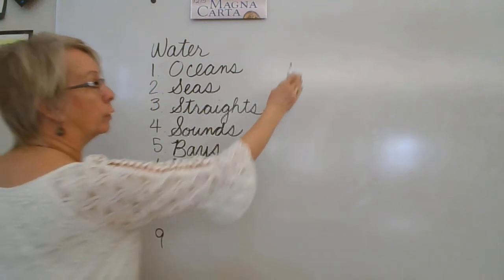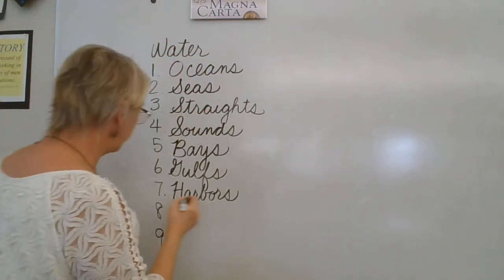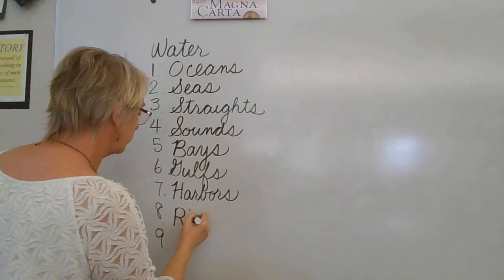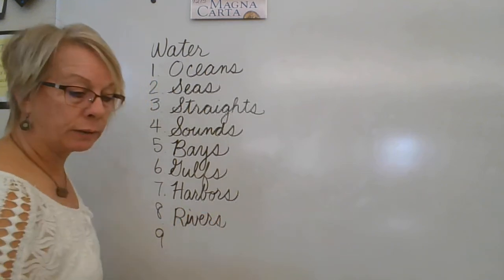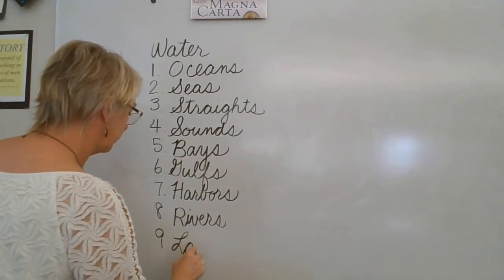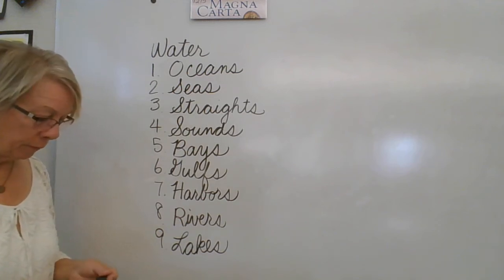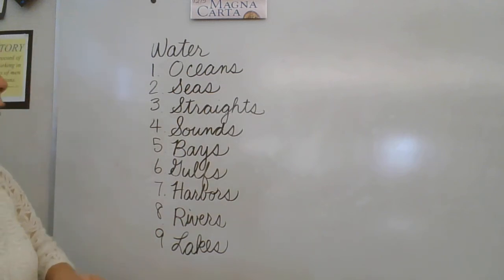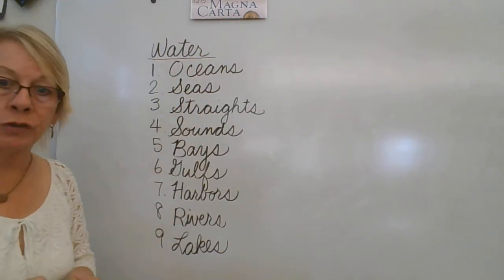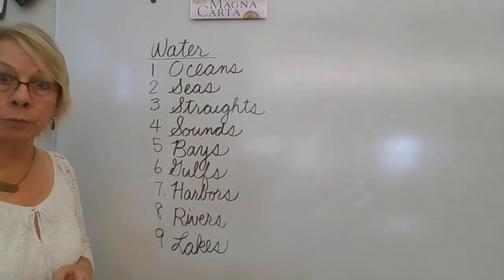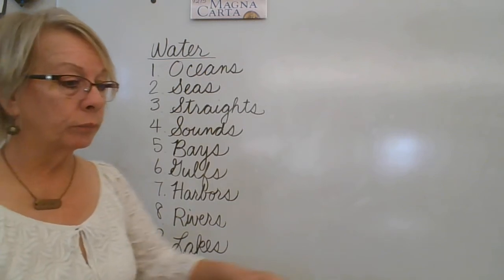Rivers. Okay, so these go over here on your list. So, oh, sorry, no, they don't. They go on my list, but not yours. Rivers and lakes. Those are all the places that water is found, different names for different types of water features on the earth. And we'll learn what those mean in a future lesson as well. So write those down.